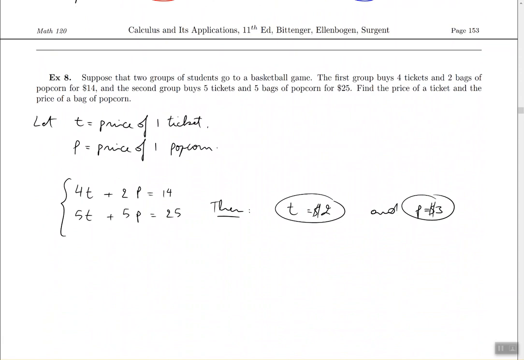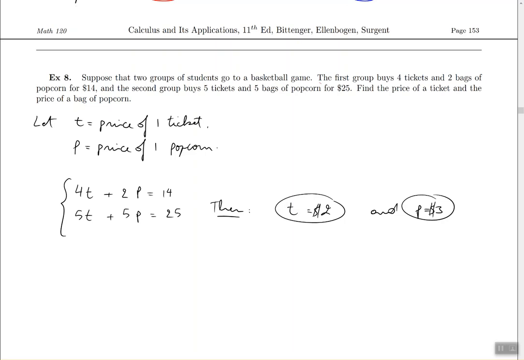Next, we have the example 8 and 9, which look very similar. Two groups of people buying tickets to whatever, popcorn, basketball games, whatever. And so again, I'm saying first the T represents in this problem the price of one ticket, and P represents the price of one popcorn. And in this problem, I have two equations because there are two variables. So that's what I wanted to mention in this section. If there are two variables, then you need two equations. If there are three variables, to solve the problem, you'll need three equations.